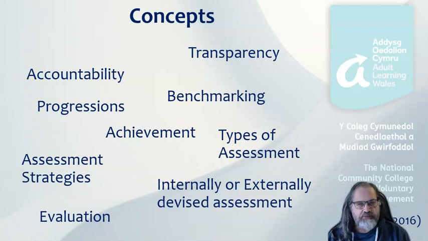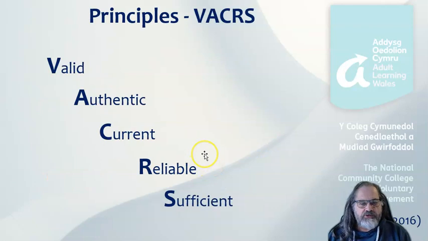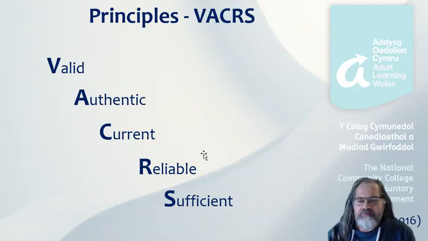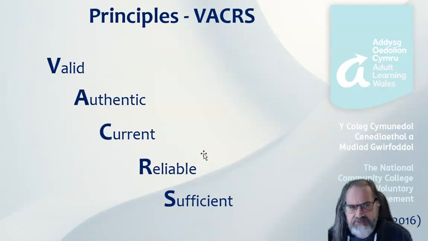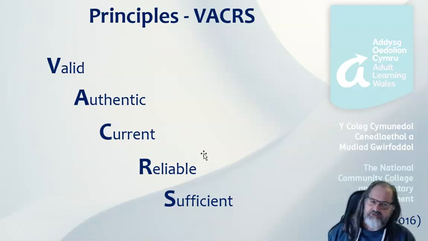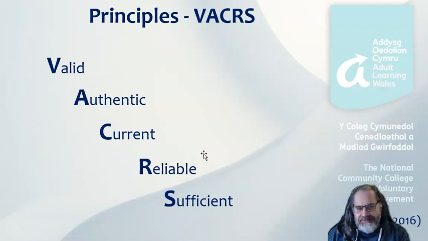Okay, so let's have a look at some of the key principles. There are different principles, but a common one and a very nice one to adopt is what we call VACSR: valid, authentic, current, reliable, sufficient. So valid is when you're making your assessment, that it is made against the outcomes or learning criteria. So this is where it's constructively aligned to the criteria. So your assessment is mapped directly to those criteria.